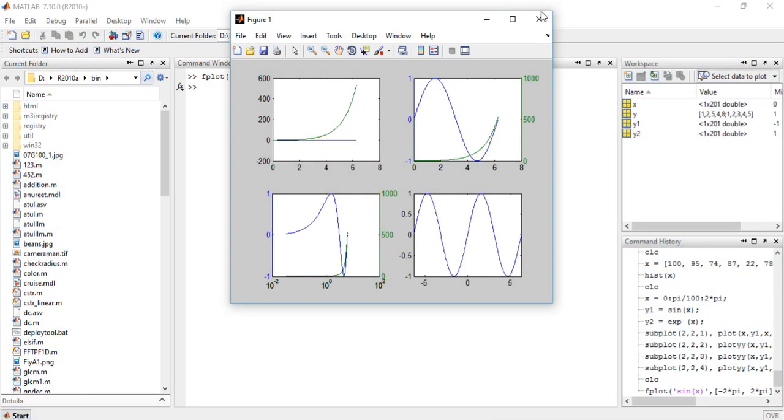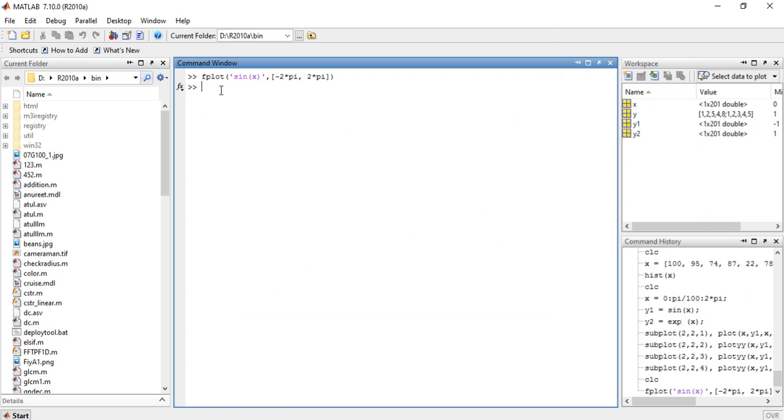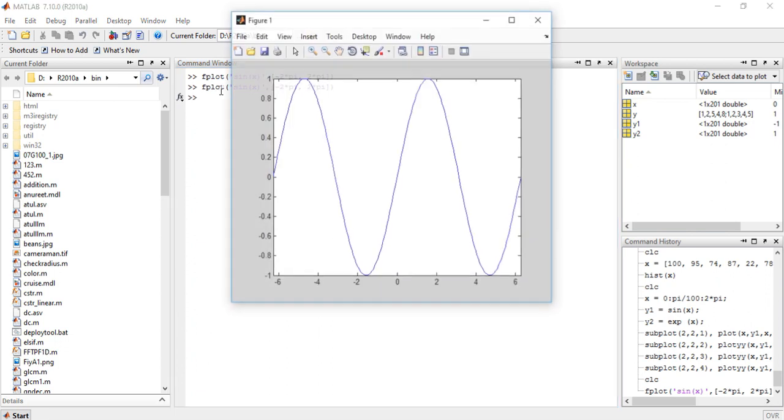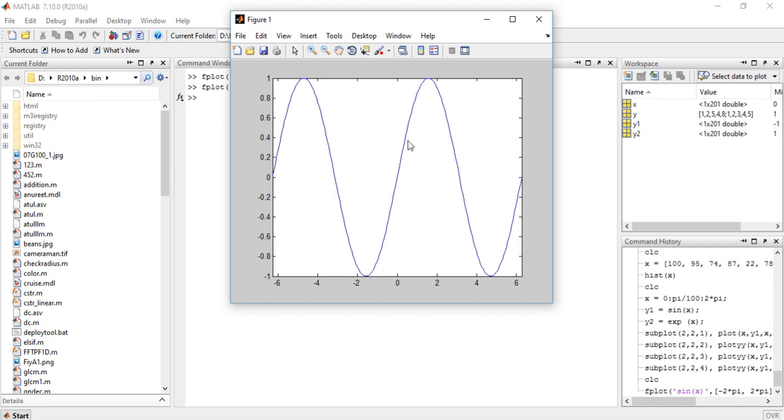So this will give you the fplot of sine of x from minus 2 pi to 2 pi. So this creates a plot of x versus sine x for x values from minus 2 pi to 2 pi. MATLAB automatically calculates the spacing of x values to create a smooth curve. So these are the different types of two-dimensional plots. So this is all. Thanks.